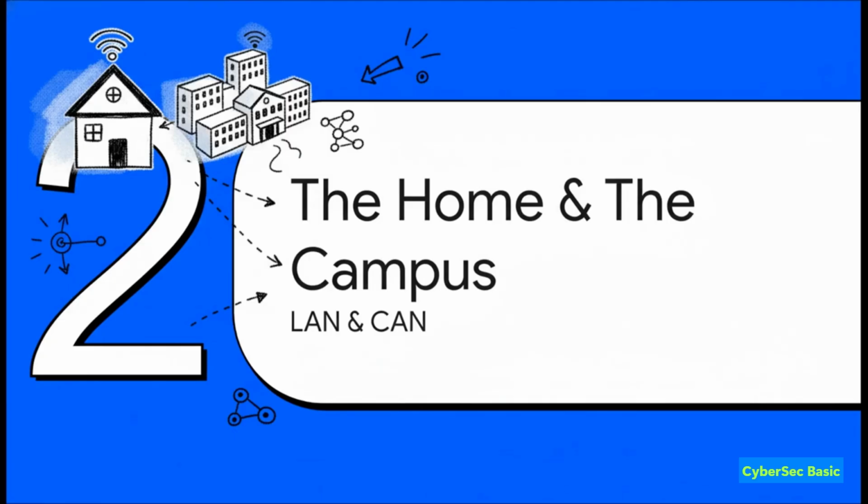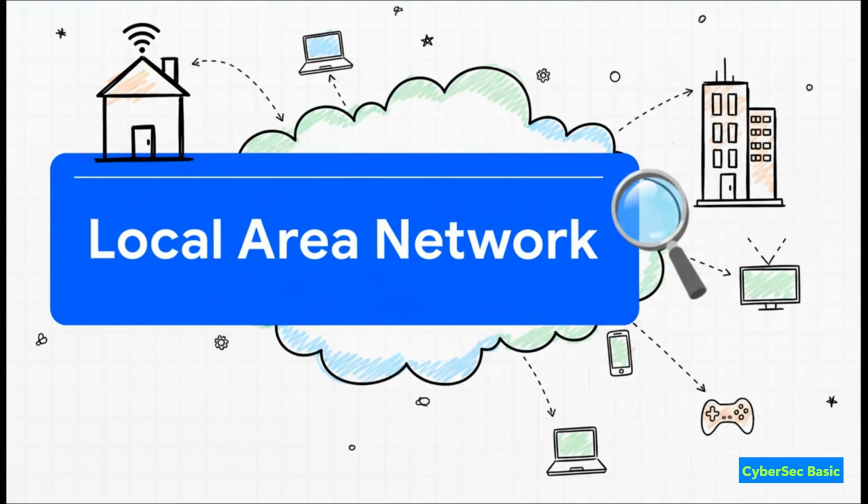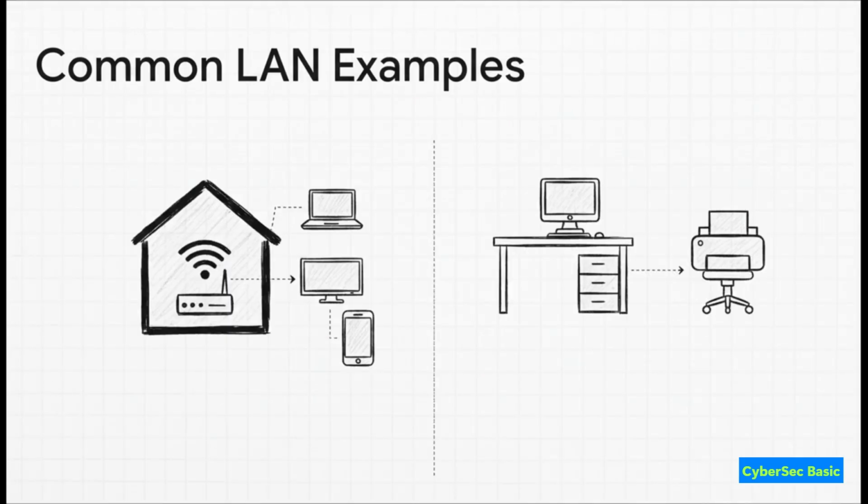Okay, so we're zooming out from that personal bubble and into the places where we live and work. And that brings us to two new types, the LAN and the CAN. Now we're stepping up to the local area network, or LAN. This is probably the one you interact with the most, every single day. A LAN is what connects all the devices in a slightly larger, but still confined space, like your entire house or a single office building. That Wi-Fi network that links up your laptop, your smart TV, and your phone? Yep, that's a LAN. The network at work that lets you send a document to the shared printer down the hall? That's a LAN too. It's a local network for a local area.